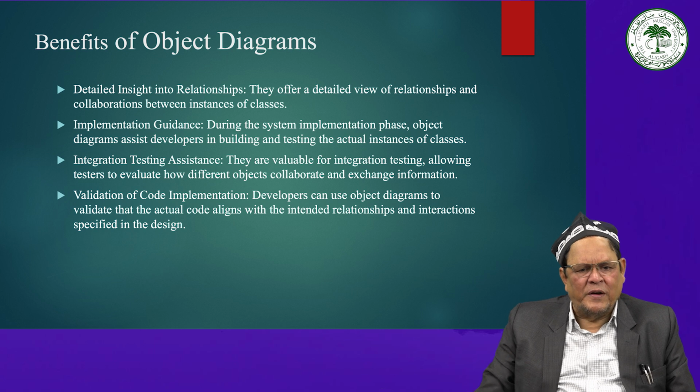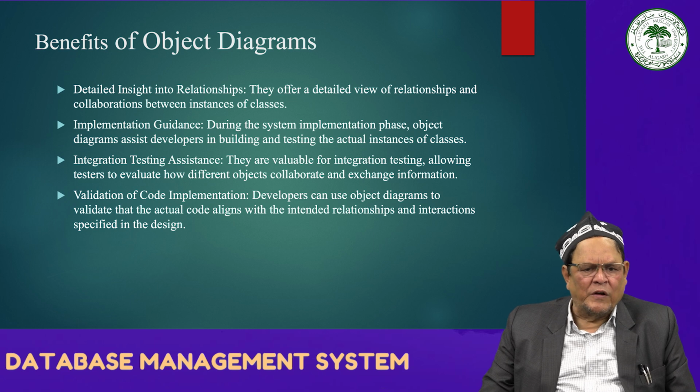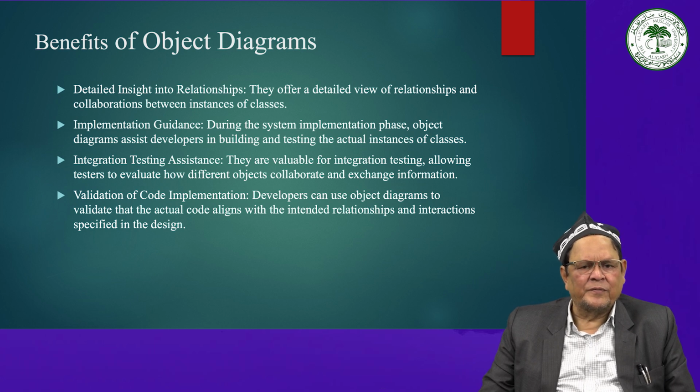Validation of code implementation. Developers can use object diagrams to validate that the actual code aligns with the intended relationships and interactions specified in the design. This helps maintain consistency between the design and the implementation.